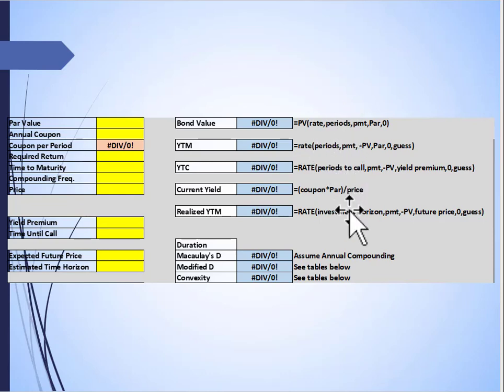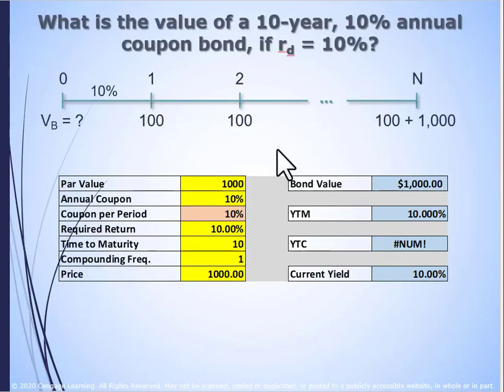And now here are the formulas. Over here are the formulas for our basic calculations. The bond value, right? And then we can also calculate yield to maturity, yield to call, current yield. Again, we'll talk about some of these a little bit in other videos. So let's take an example.